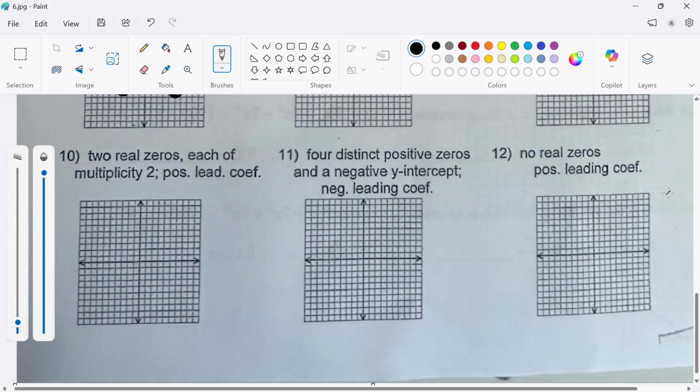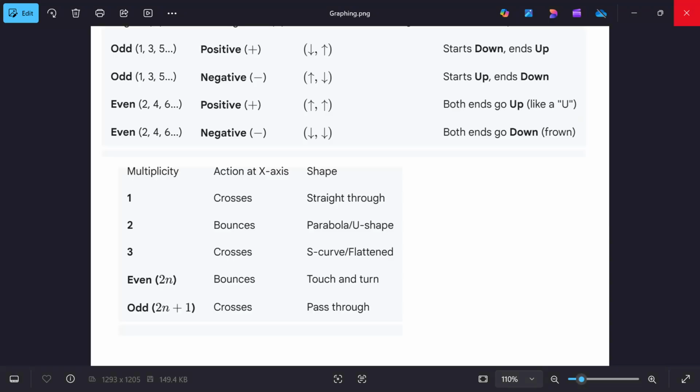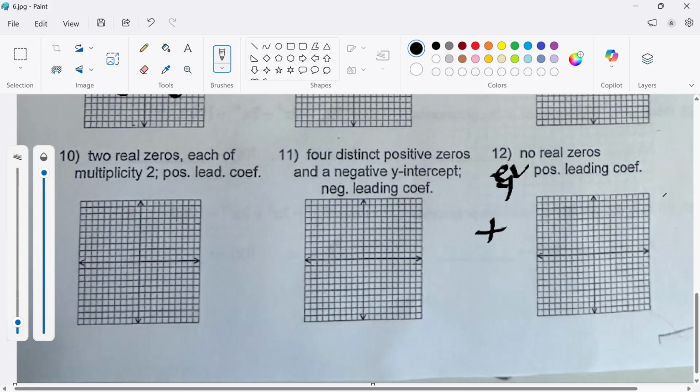Let me try number 12. No real zeros, positive leading coefficient. So it's 4th, it's even and positive. Even, positive, up, up. Well, that's good. No real zeros. So it starts from up and it goes like that. Never crosses the x-axis. All right, there's that sheet.